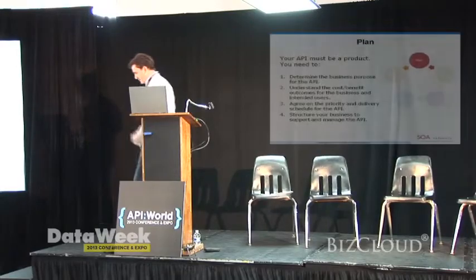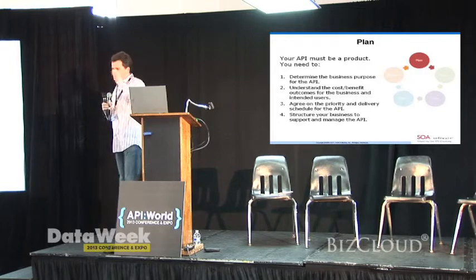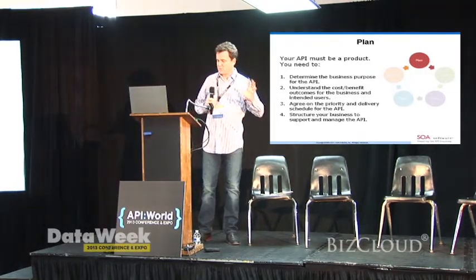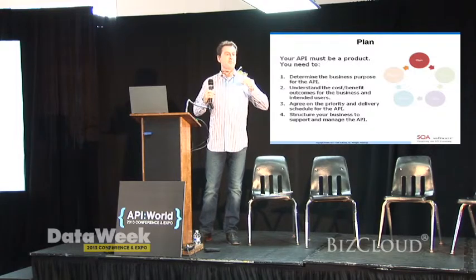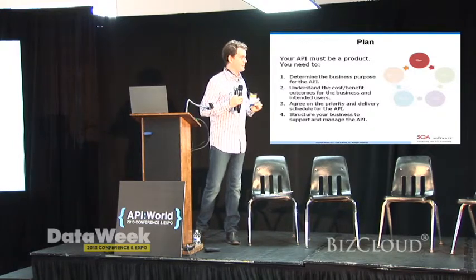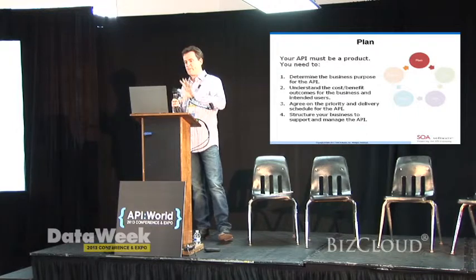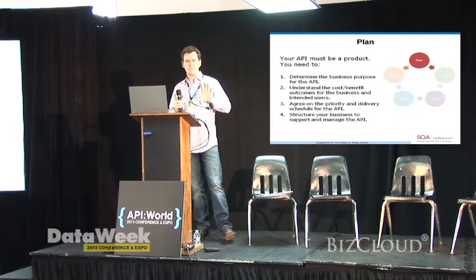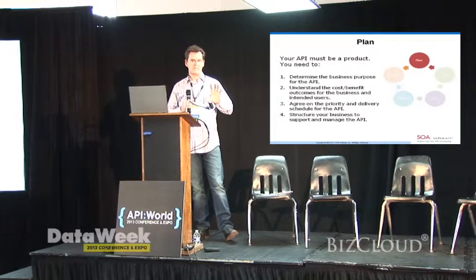So let's start with planning. The first and most important thing is the API needs to be a product. I think that's the one distinct difference between APIs and SOA. You can see I'm from SOA Software. I know what SOA is all about. The biggest difference between APIs and SOA is that SOA was focused on machine-to-machine integration and APIs are not.